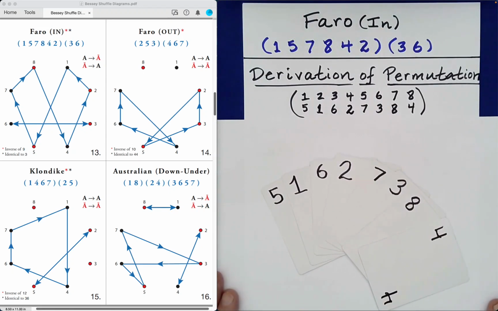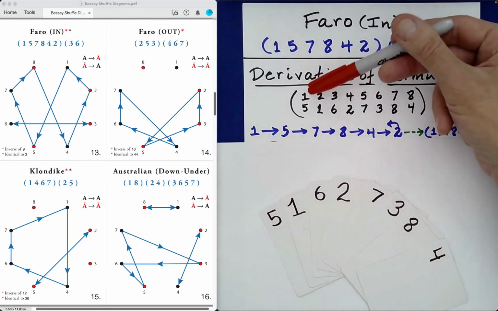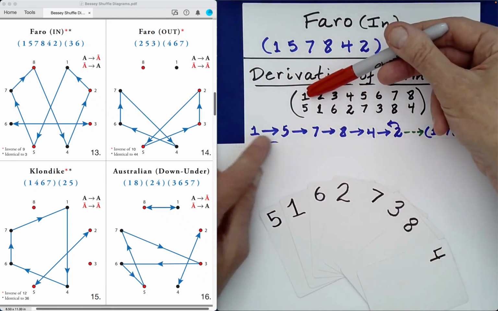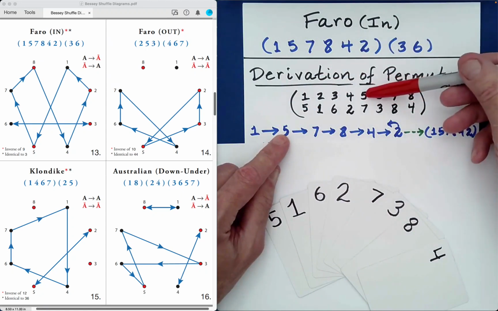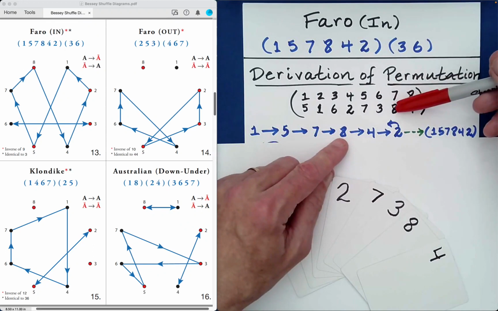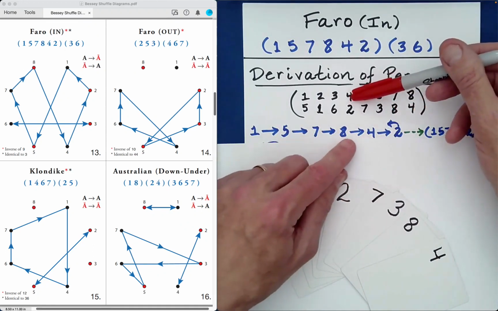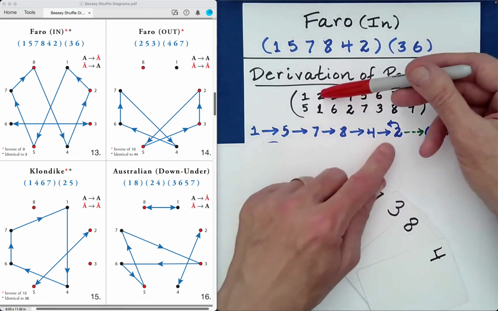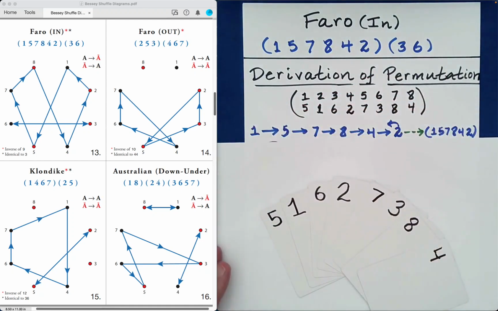Now we can convert that to cycle notation as follows. We see that 1 goes to 5, so I have an arrow to 5. Where does 5 go? 5 goes to 7. 7 over here goes to 8. 8 goes to 4. 4 goes to 2. And then 2 wraps around and goes to 1. So that completes that cycle. So we actually get quite a large cycle, a 6-cycle here.